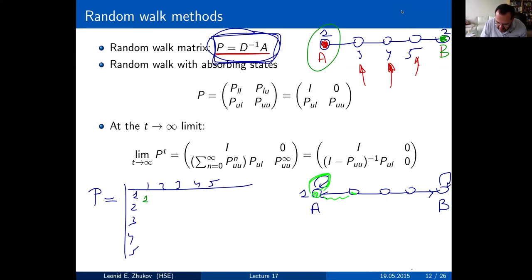And the probability to get from node 1 to any other node is 0, okay? Node 2 is this one. So the probability to get from node 2 to node 1 is 0. The probability to get from node 2 to node 2 is 1. The probability to get to other nodes is 0. Node 3: what's the probability to get from node 3 to node 1? From node 3, you can go either to the left or to the right. So what's the probability to get from node 3 to node 1?